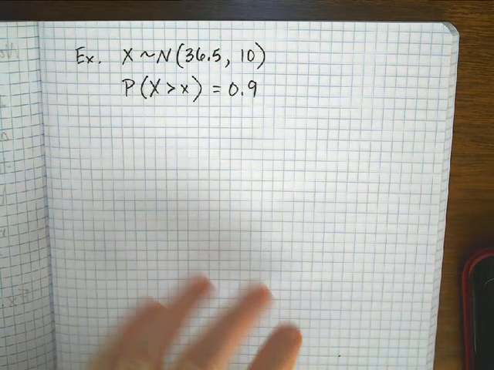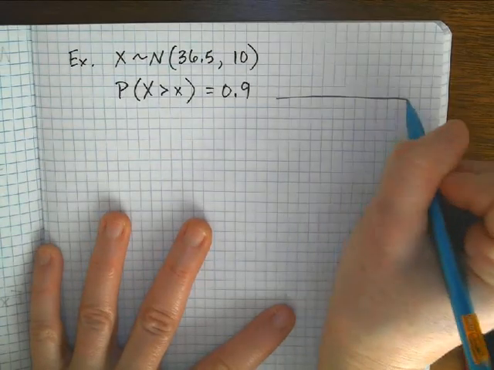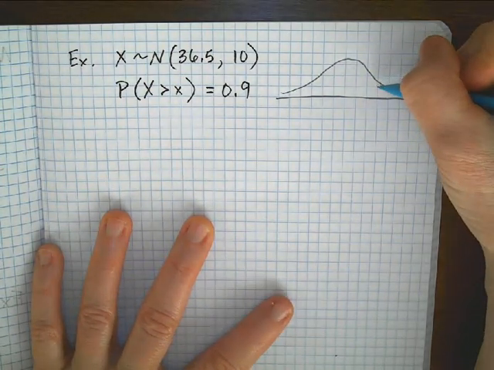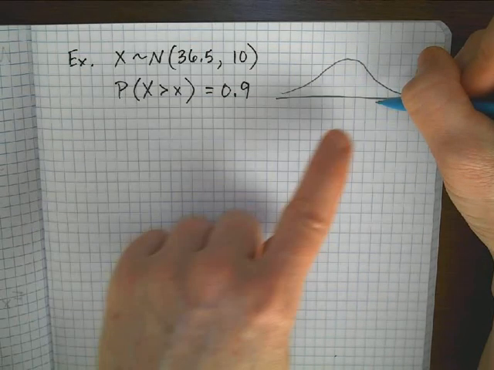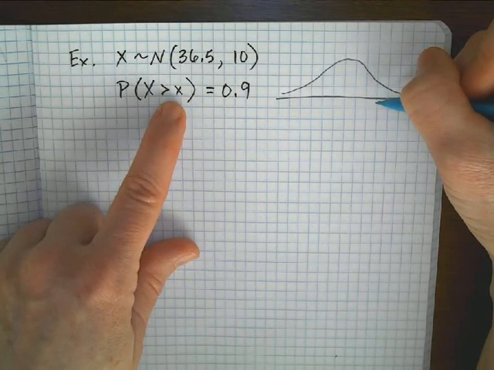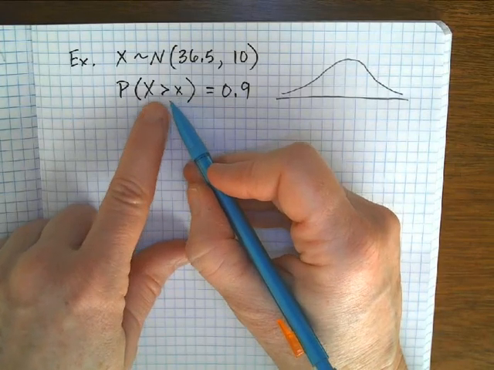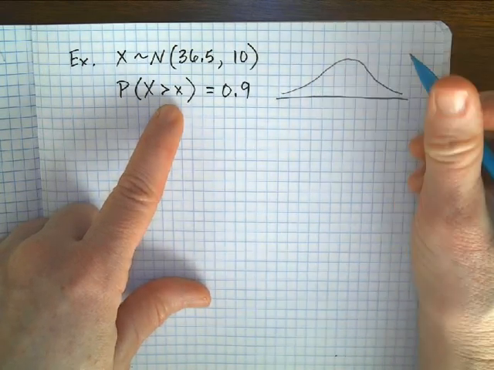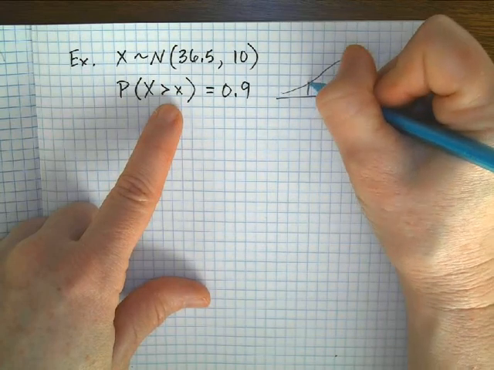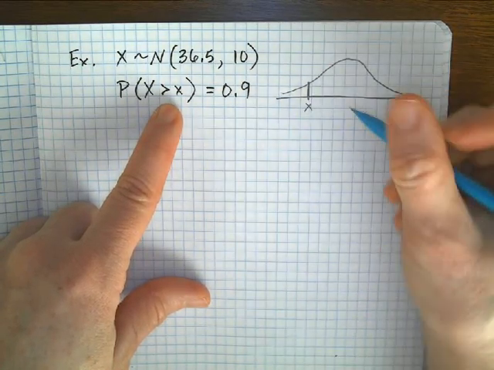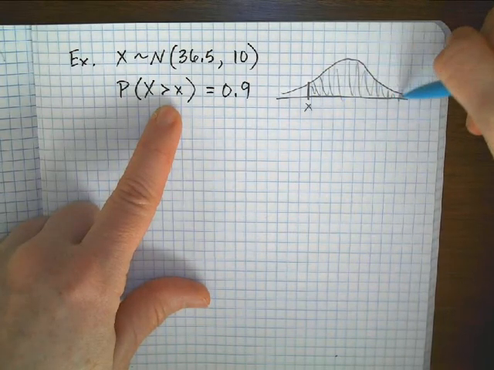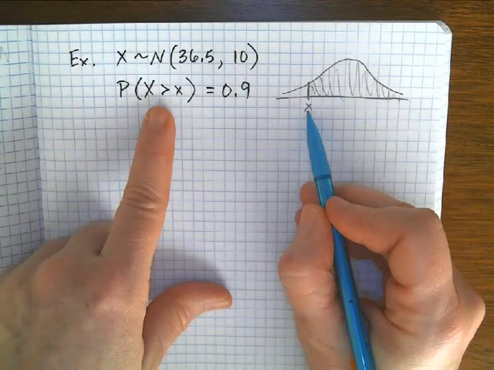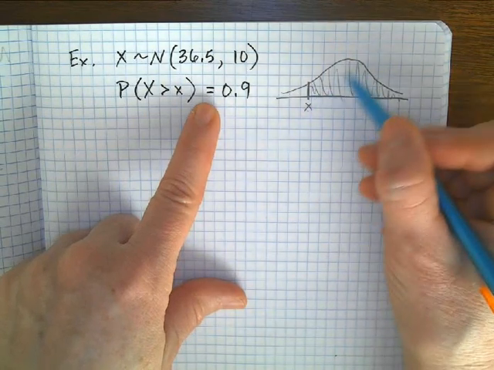If I were to sketch this on my normal curve, my bell-shaped curve, 90% of the curve would be way over here if x was less than the value. But this says x is greater than the value, so the probability that I'm above this number is 90%. So the shaded area is going to be above my x value. My x value is going to be way over here, and 90% of the curve is to the right of it.